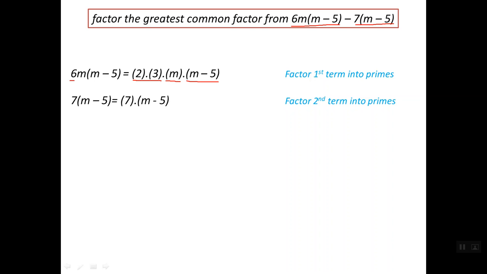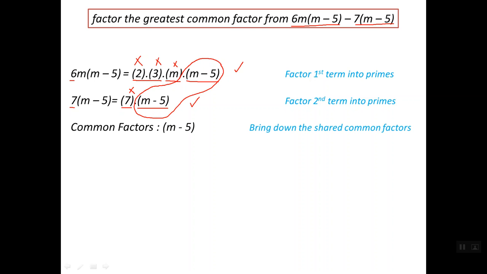We factor the second term, 7 multiplied by m minus 5. So the factor of 7 is simply 7, and the factor of m minus 5 is m minus 5. So by this we have two lists. We find the shared factors in the two lists. See that the 2 is not shared, the 3 is not shared, m alone is not shared, the 7 is not shared. The only shared factor is m minus 5. So because we have one common factor, it is the greatest common factor.